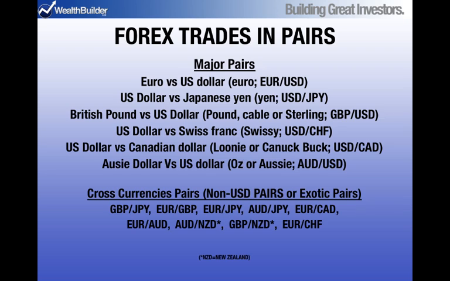Now some of the more exotic pairs are still pretty liquid, but not as liquid as the US dollar pairs. They're still very tradable and very profitable for us to trade. The pound yen, the euro pound, the euro yen, the Aussie yen, the euro CAD, etc.